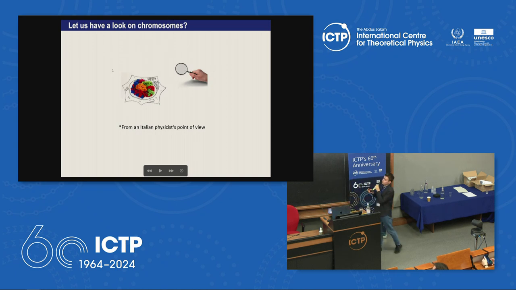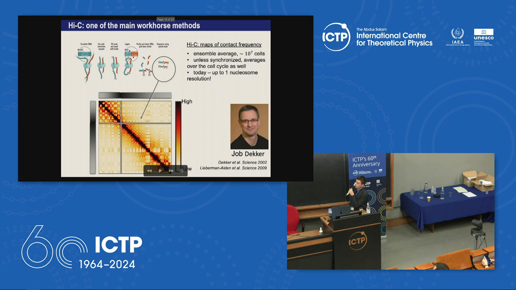But now we want to apply these models to the data. So what about chromosomes? Chromosomes are also polymers. And we can ask the same question: what is the fractal dimension of those polymers? What is the contact probability exponent of those polymers? And how can we relate real chromosomes to one of those two models that I presented to you?